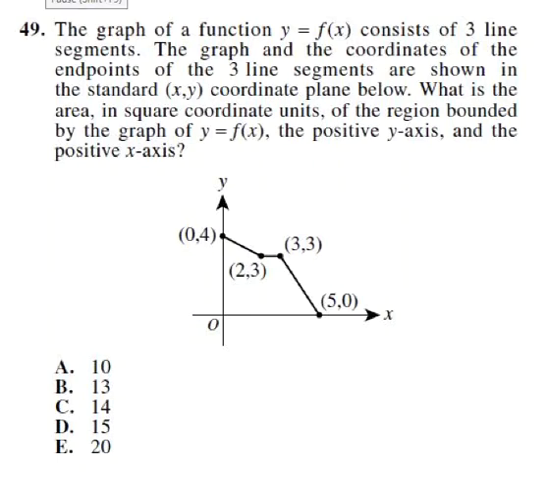Math question 49. The graph of a function y equals f(x) consists of 3 line segments. The graph and the coordinates of the endpoints of the 3 line segments are shown in the standard xy coordinate plane below. What is the area in square units of the region bounded by the graph of y equals f(x), the positive y-axis, and the positive x-axis?